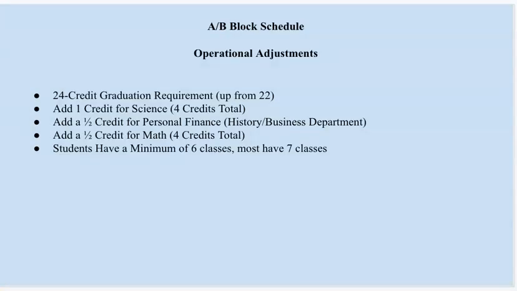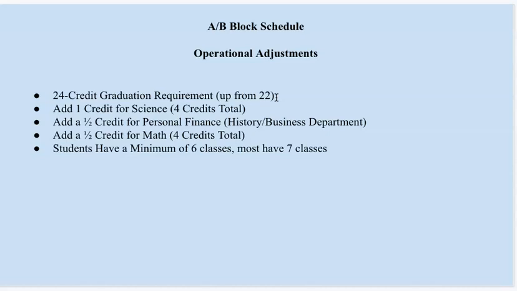We will have to make some changes to the way we do business if we move into an AB block schedule. So there are some operational adjustments that I would recommend. I would recommend moving to a 24 credit graduation requirement, up from the current 22, because students would have 28 slots in which to fit classes in.